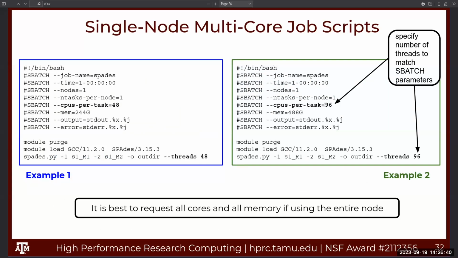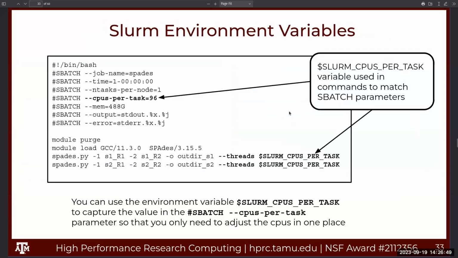And in the example 2, if you're going to reserve all the CPUs, reserve all the memory so your job doesn't fail halfway because it ran out of memory. All right, you can use a Slurm environment variable. It's SLURM_CPUS_PER_TASK, all uppercase. This will take the value from whatever you put in CPUs per task. So if I put 96 here, then this variable automatically updates to 96 when the job is submitted.